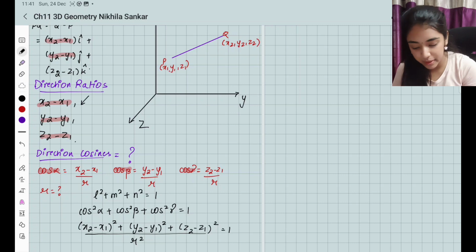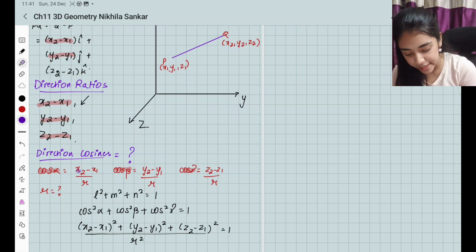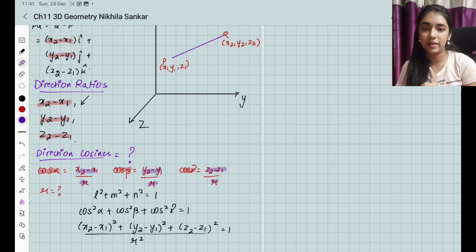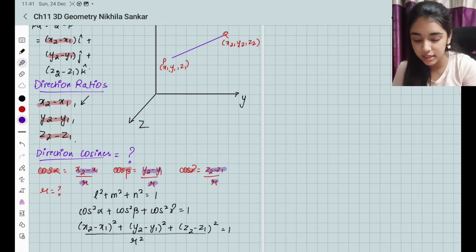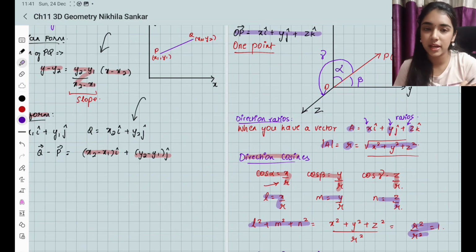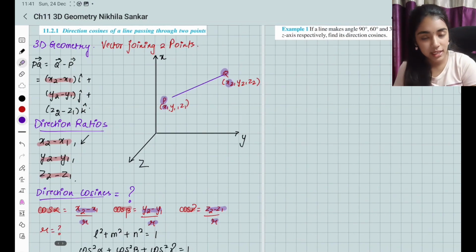So நம்ம cos alpha எப்படி இருக்க போகுது? It is going to look something like this. x2 minus x1 divided by r, y2 minus y1 divided by r and z2 minus z1 divided by r. இந்த இடத்துல ரெண்டு பாயிண்ட் இருக்கிறதுனால since you have p and q it is going to be x2 minus x1. Okay, அந்த இடத்துல என்ன பார்த்தோம், it is going to be simply x by r, y by r, z by r. ஏன்னா ஒரே ஒரு பாயிண்ட் தான் இருக்கு. இந்த இடத்துல என்ன இருக்கு, ரெண்டு பாயிண்ட் இருக்கு. So you have x2 minus x1 divided by r, y2 minus y1 divided by r, z2 minus z1 divided by r.